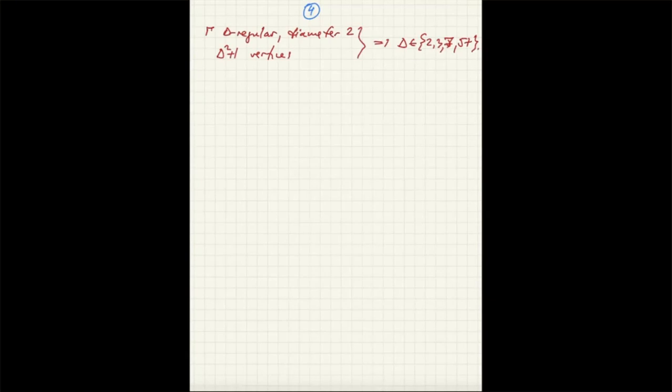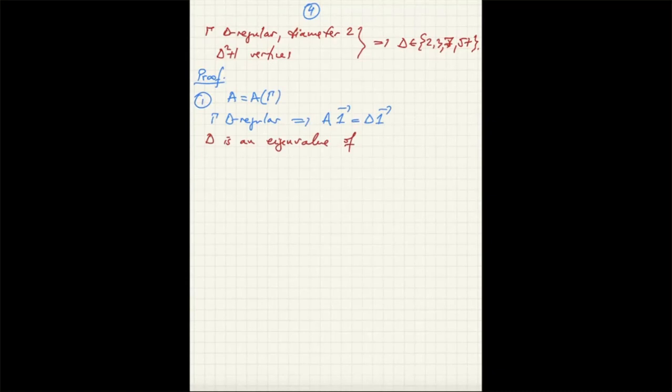Now, the proof goes in steps. So one, we take A to be the adjacency matrix. It's a proof using the eigenvalues of the graph. So A is the adjacency matrix of gamma. And now because gamma is delta-regular, if we multiply A by the all-one vector, we get delta times the all-one vector. So that implies that delta is an eigenvalue of A. Okay, so that's the first step.